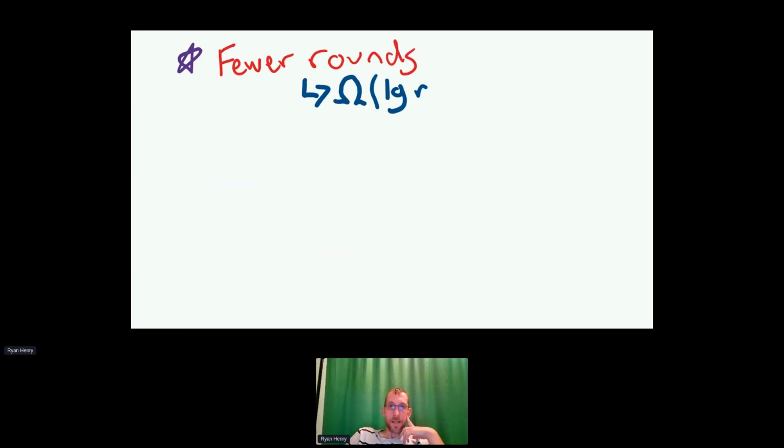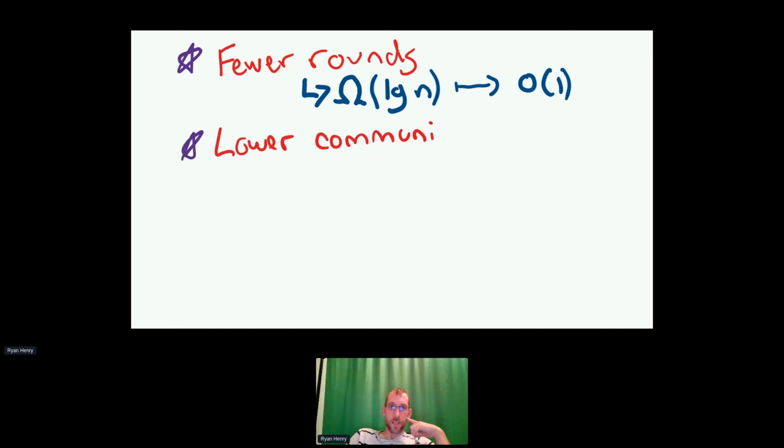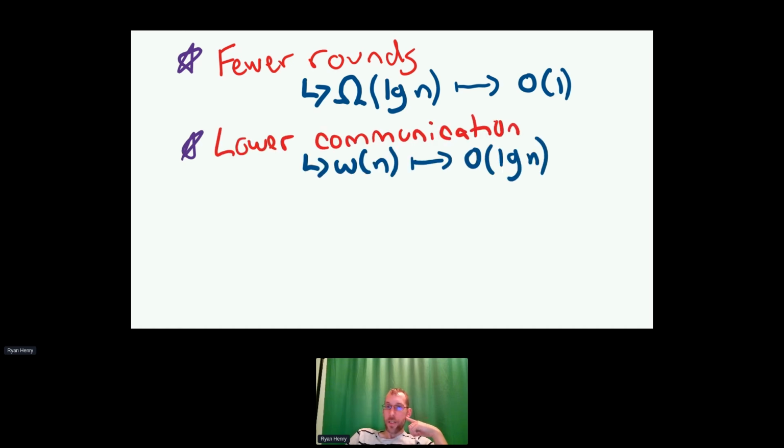And what this ends up giving us at the end of the day is fewer rounds than previous work. Over the last 35 years, they've gotten this down from linear to logarithmic in the length of the number. We have 1 single round of interaction, the first constant round protocol for this. We have lower communication cost. It's gone from linear to logarithmic, which is a very, very substantial thing here.